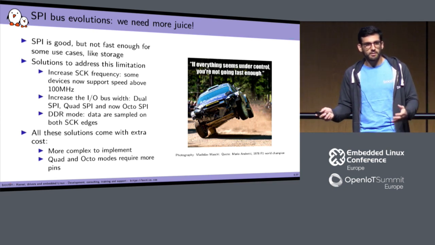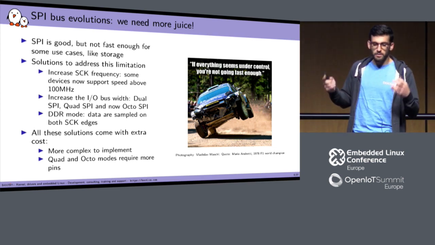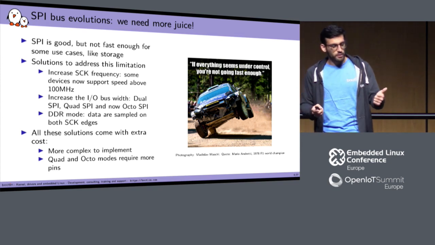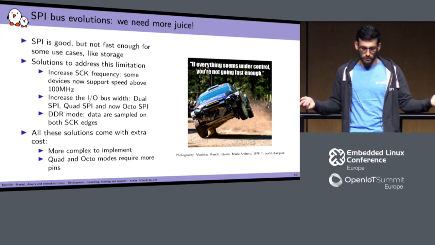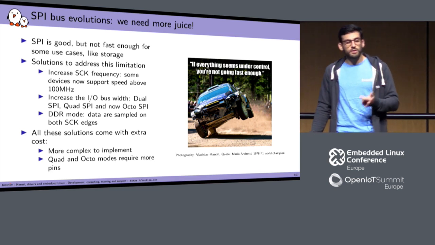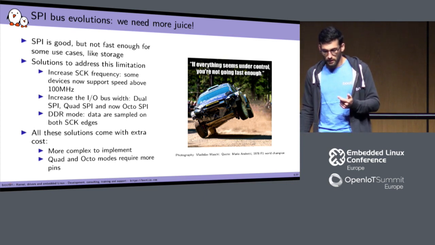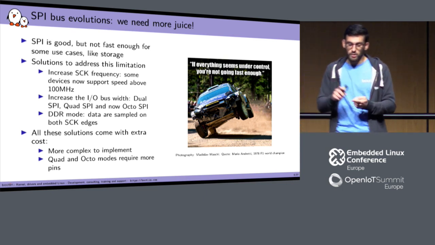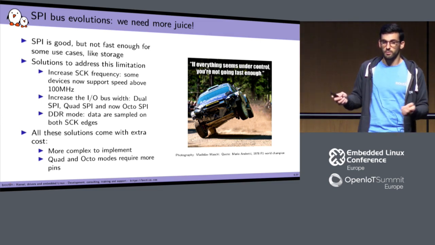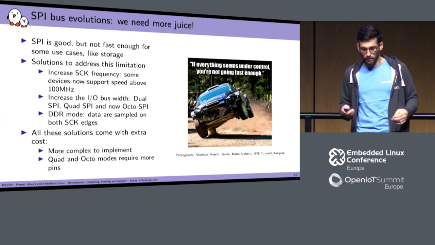SPI is good, but for storage it wasn't enough. So people started thinking how we can improve the throughput. The first solution is to increase the clock, of course. So now we can see buses running at 100 megahertz. The second solution is to increase the number of data I/O lanes. So now we have dual SPI, quad SPI, and octo SPI. And of course, you can double the rate with the data rate mode, when you sample both on the rising edge and the falling edge of the clock.